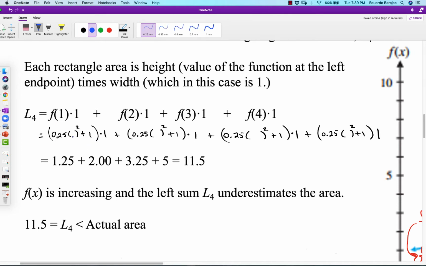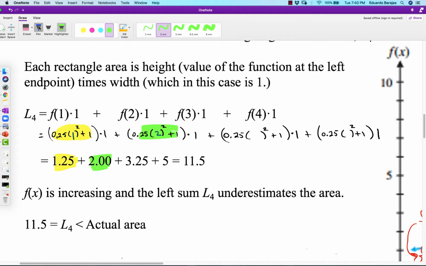Okay, so for this first one, if we evaluate our function at 1 squared times 0.25 plus 1 times 1, well, that just gives me this. So the result of all of this just becomes 1.25. 1 squared is 1, times 0.25 is 0.25, plus 1 is 1.25. Okay, next we plug in the 2 into here. 2 squared is 4, 1/4 of 4 is 1, and 1 plus 1 is 2. So that means that the result of all of this is just this 2.